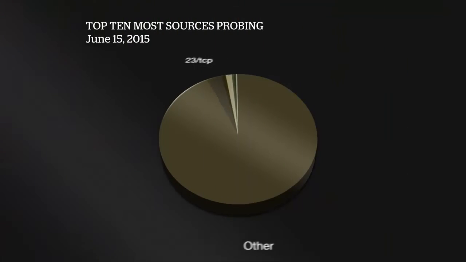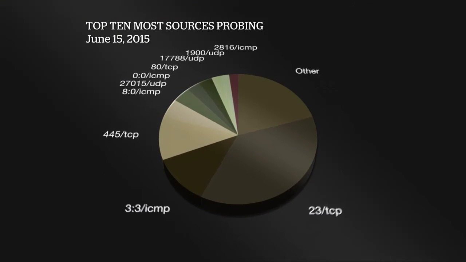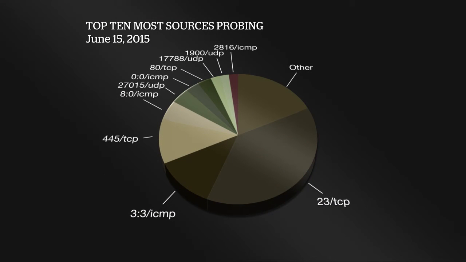Looking at the top 10 most sources doing that probing, at the top of the list here, port 23 TCP. We're going to take a closer look at that, followed by 445. I mentioned the ICMP 8, and then we have some other ports, and we already talked about the 17788 as well as the 1900 UDP. Activity that's associated with that 1900 being reflective denial of service attacks.